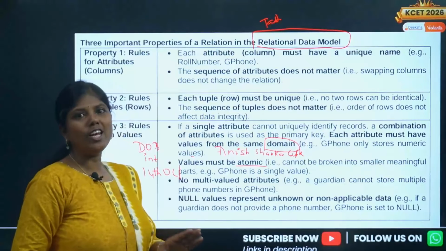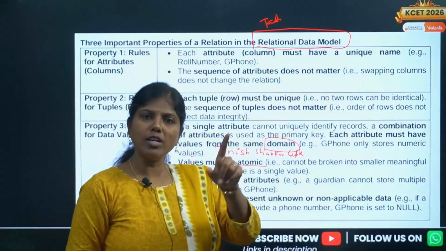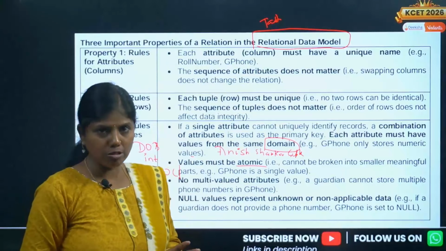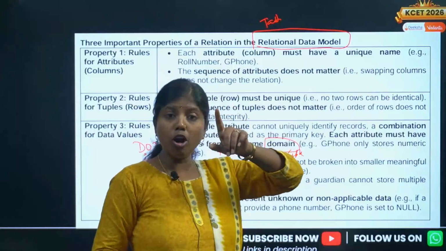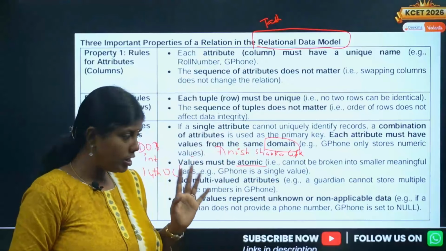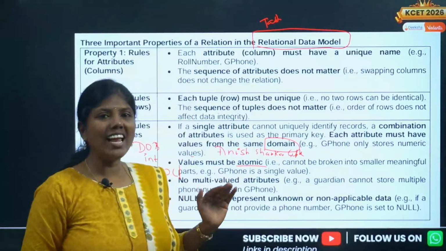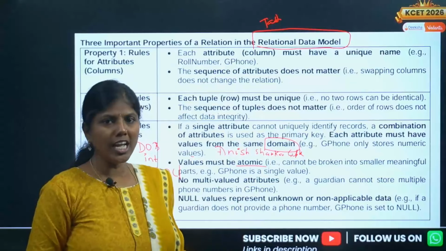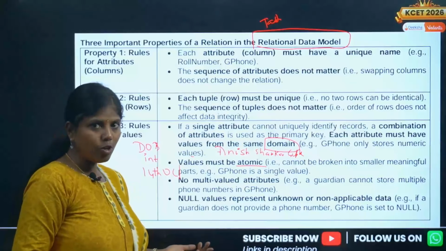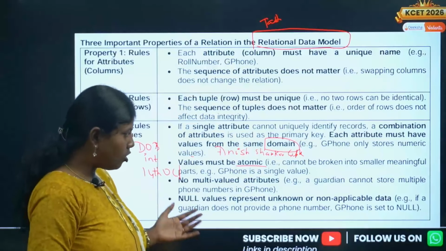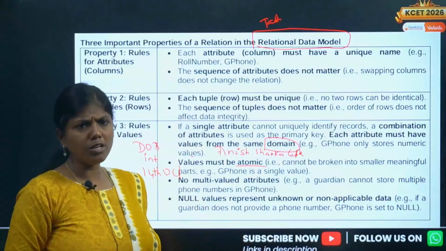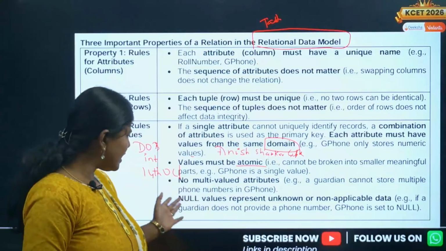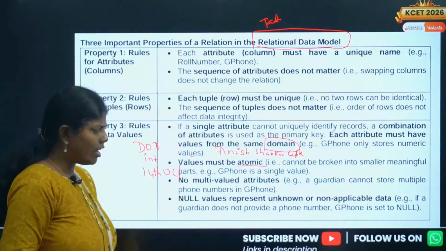No multi-valued. I cannot take two phone numbers. One number means one number only. I cannot take multiple values here. Take a different attribute for storing another alternate number, but not one attribute having multiple values. And null value can be used. For certain attributes, it can take null value. Null value can represent unknown value, not applicable, or missing data. So it has many meanings.